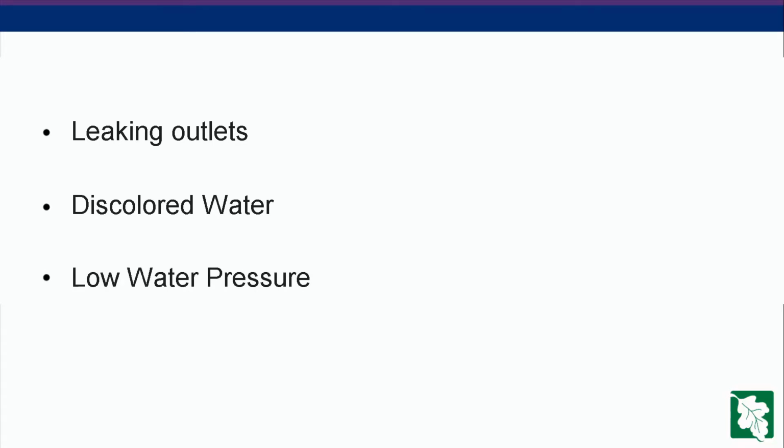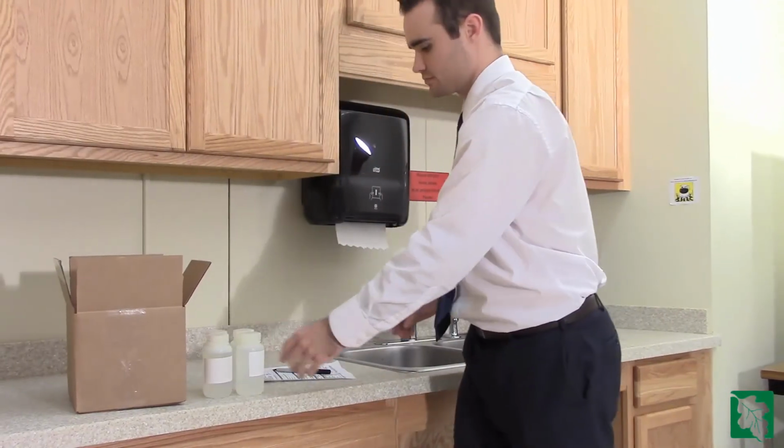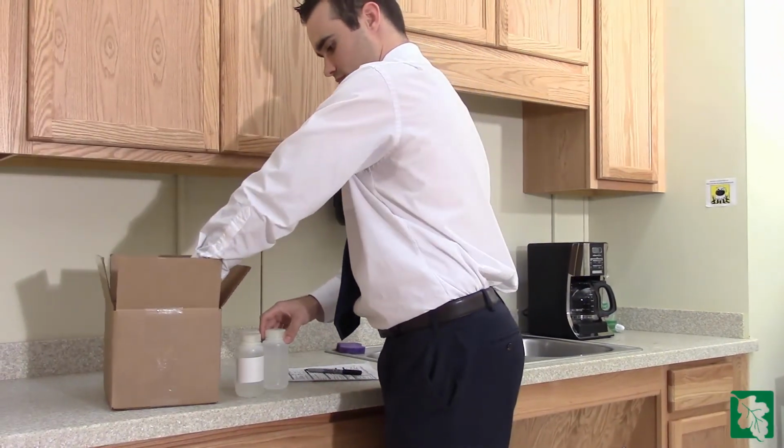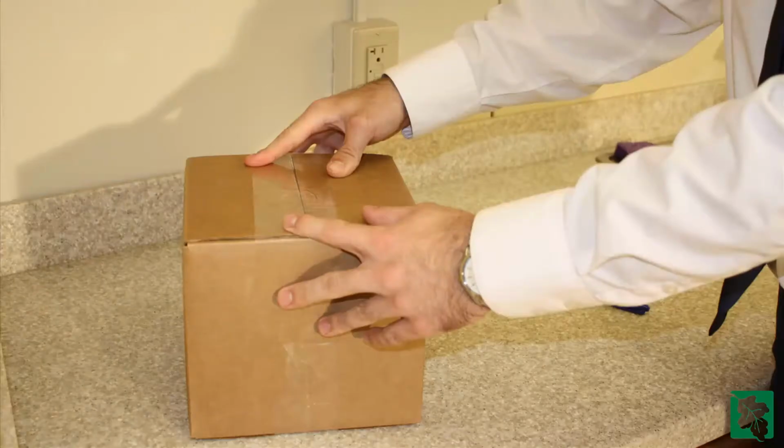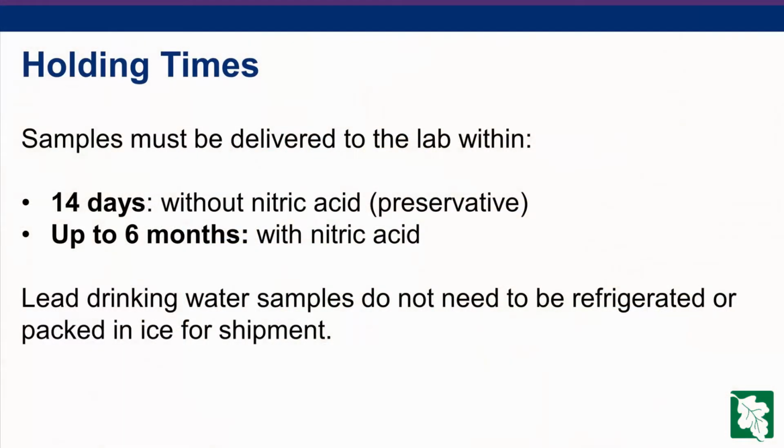Now pack the shipping container according to the certified laboratory's instructions. If samples are collected in bottles without the nitric acid preservative, the laboratory must acidify samples within 14 days of collection. Otherwise, the holding time for a sample collected for lead testing is 6 months. Samples for lead testing do not need to be refrigerated or packed in ice for shipment to the lab.